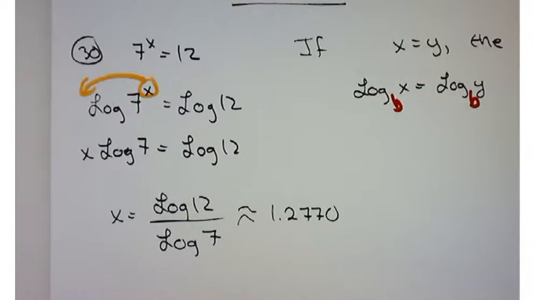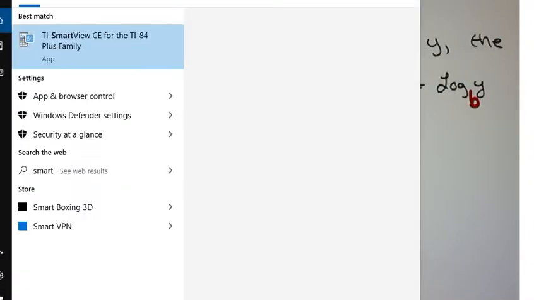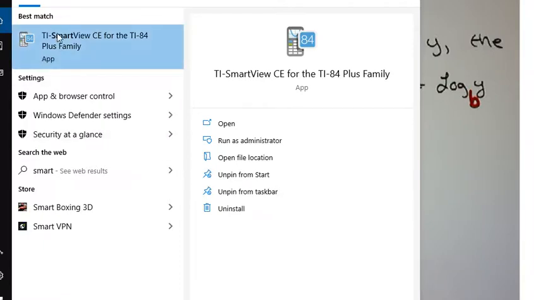Sure. Let me see if I can't do it a different way. Smart View. I think I have something called TI Smart View.